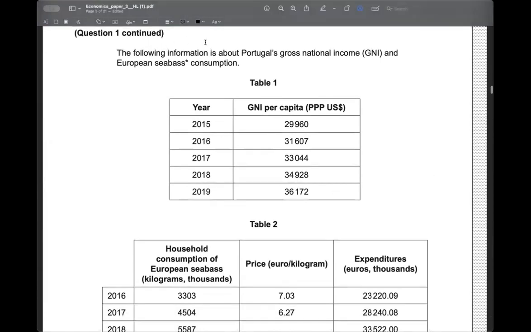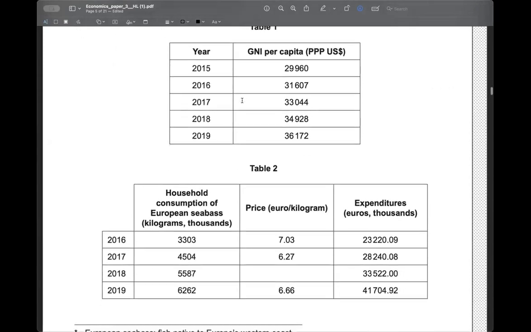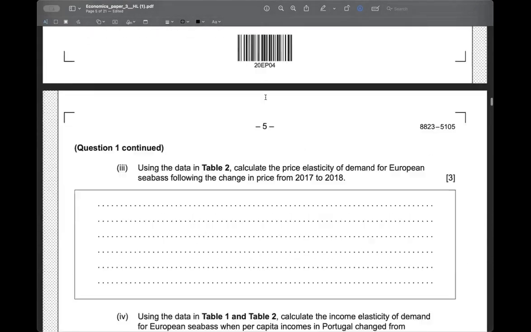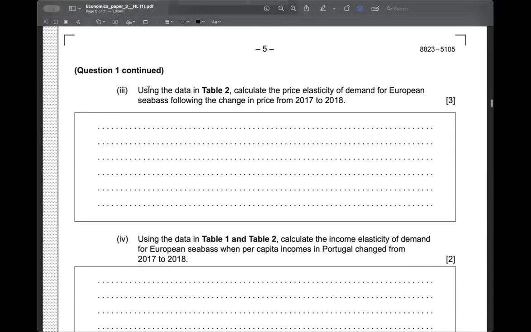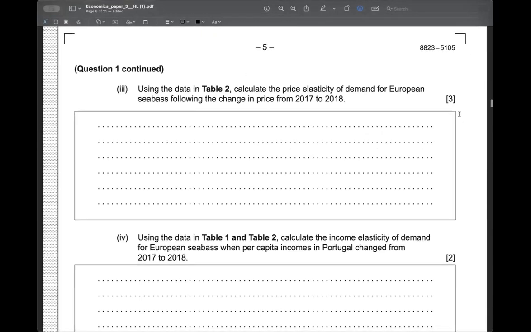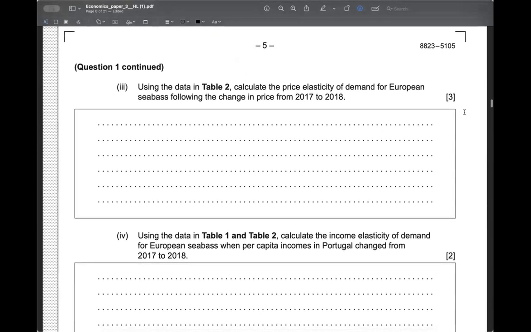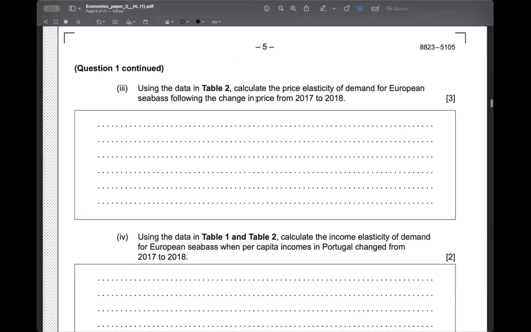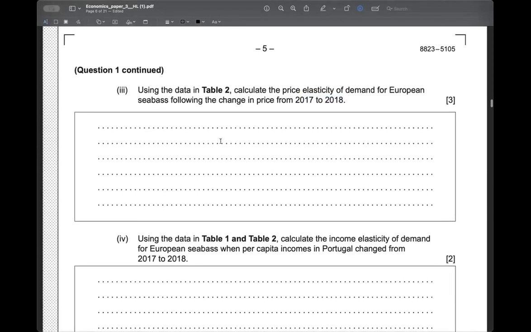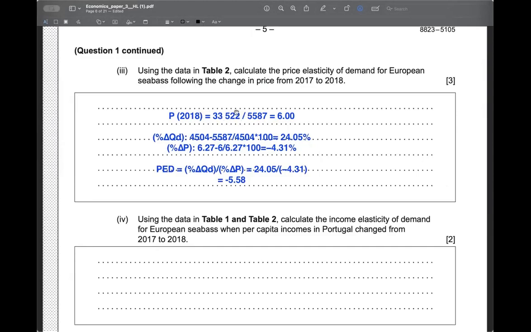The following information is about Portugal's GNI and European sea bass consumption. Question 3. Using the data in Table 2, calculate the price elasticity of demand for European sea bass following the change in price from 17 to 18. I can calculate the price change with these values, which is 6. And then for quantity, I can get the quantity percentage change and price percentage change. And the PED is minus 5.58.